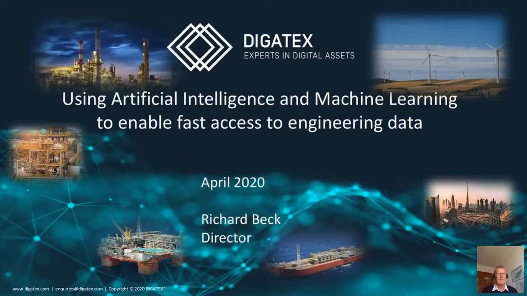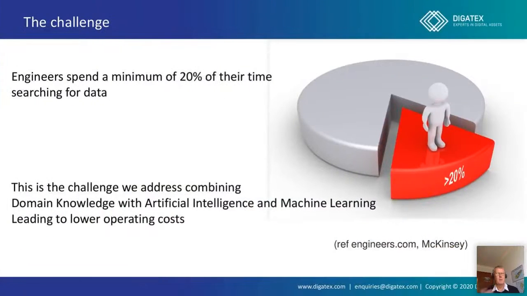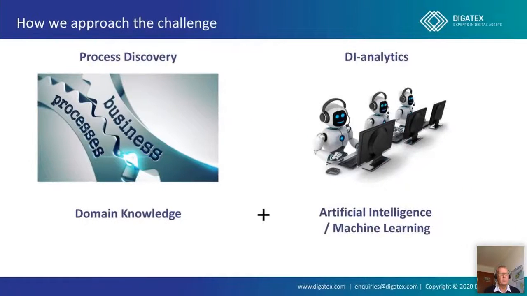All right, so what we're going to be looking at over the next 10 minutes is how we at DIGATEX use artificial intelligence and machine learning to enable fast access to engineering data. Research has shown that in the resource sector, 1 in 5 engineers are actually unproductive. That's because engineers spend about 20% of their time just looking for data. And this is the challenge that we address.